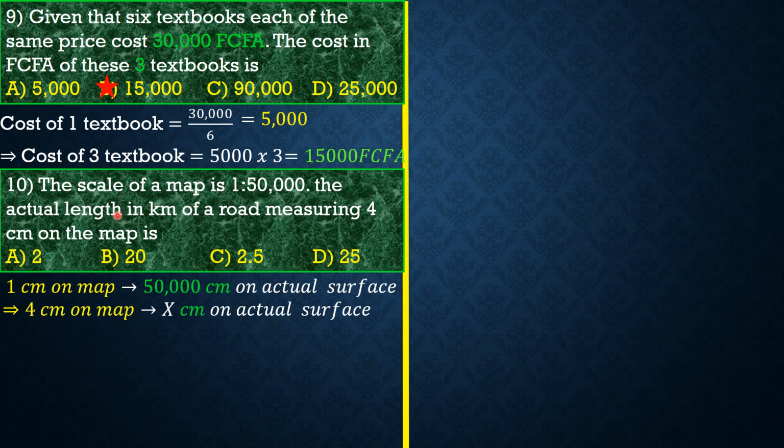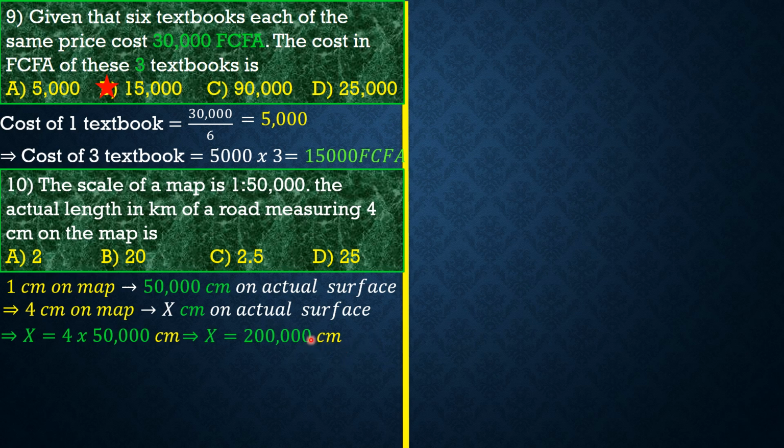But we want our answer in kilometers. So we are going to have it in centimeters, then convert to kilometers. So, guys, if we cross multiply, we are going to take 4 times 50,000, then x times 1. So we are going to have our x to be the same as 4 times 50,000 centimeters. When we do that, guys, we are going to have an answer of 200,000 centimeters.